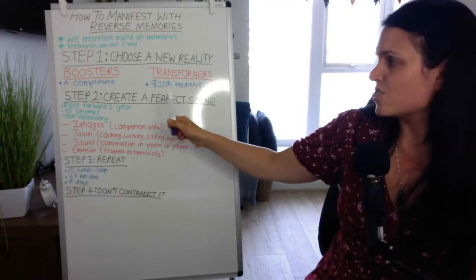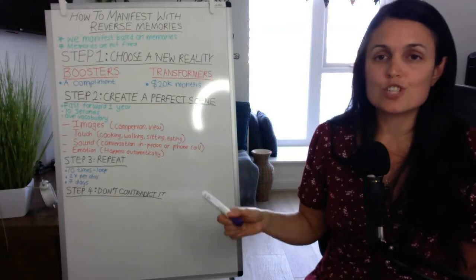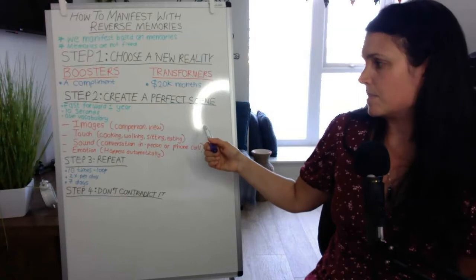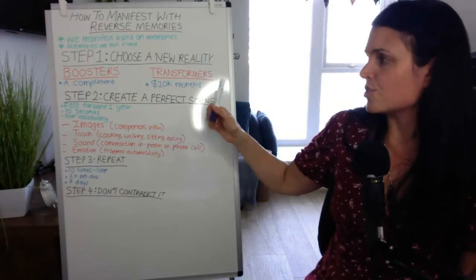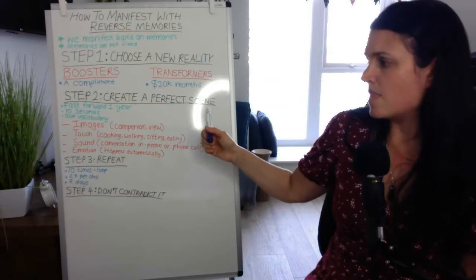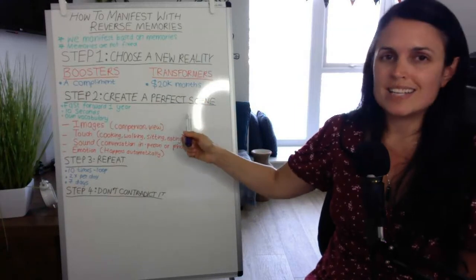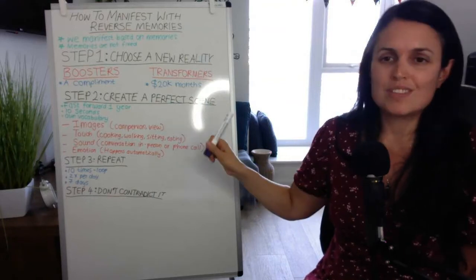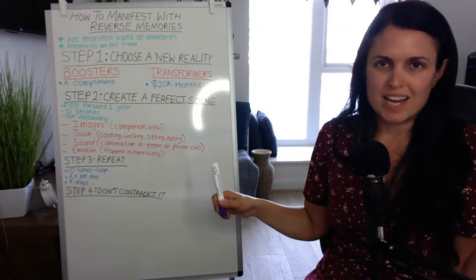Step 2 is creating a perfect scene. So if you've ever done scripting before, this is what we are doing in this scene. And I do things a little bit differently to what you might have heard to create that reverse memory. So we are going to be writing down our scene to start with. Then we are going to be imagining it in step 3. So we are going to write it down. It's very important to write it down first, because just the act of writing it down helps you to create it in your mind's eye.